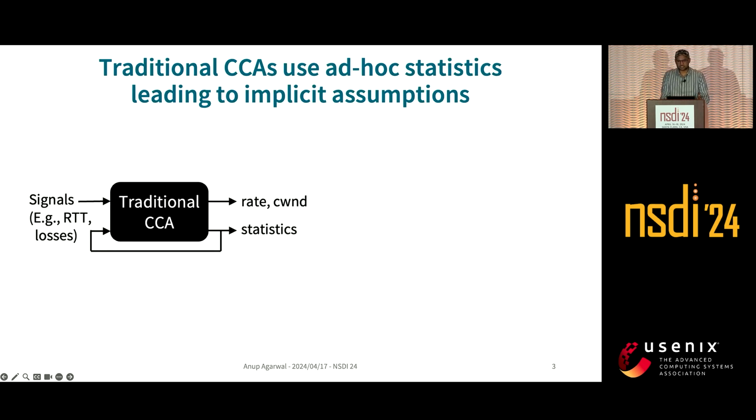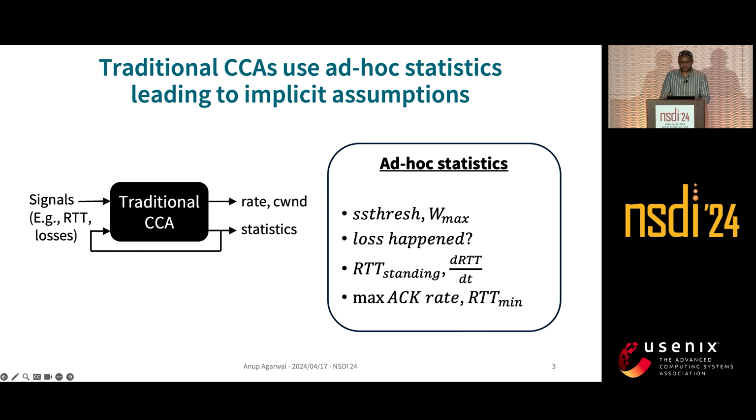In answering this question, we found that the problem lies in the way that we've been building congestion control algorithms. Traditionally, CCAs look like this. They take as input some feedback from the network and maintain statistics to track the state of congestion in the network and determine a sending rate. And our community has defined a myriad of statistics for this purpose. For instance, they look at delay gradients, ACK rates, and so on. There's no consensus on which statistics work best.